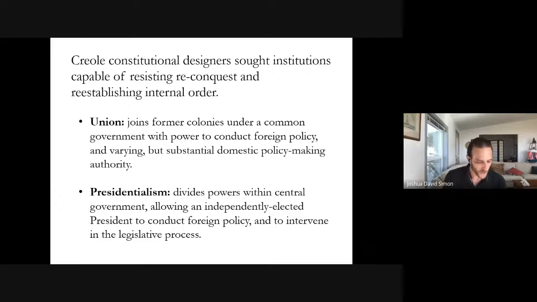Union offered a midpoint between the total dependence imposed upon colonies under an empire and the total independence of sovereign states within an international system. Presidentialism is a democratized version of the classic mixed constitution, with an elected executive standing in for a hereditary monarch. In this sense, both constitutional designs embody the anti-imperial imperialism that I claim was characteristic of Creole political thinking in general.